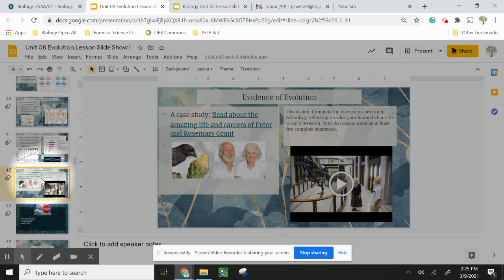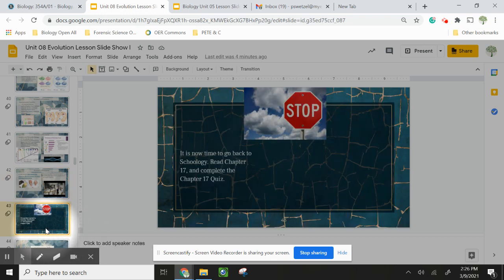All right. Your assignment tomorrow is going to be to read about the amazing life and careers of Peter and Rosemary Grant. I'll get into that tomorrow. And I think that's where we're going to stop lesson 17.